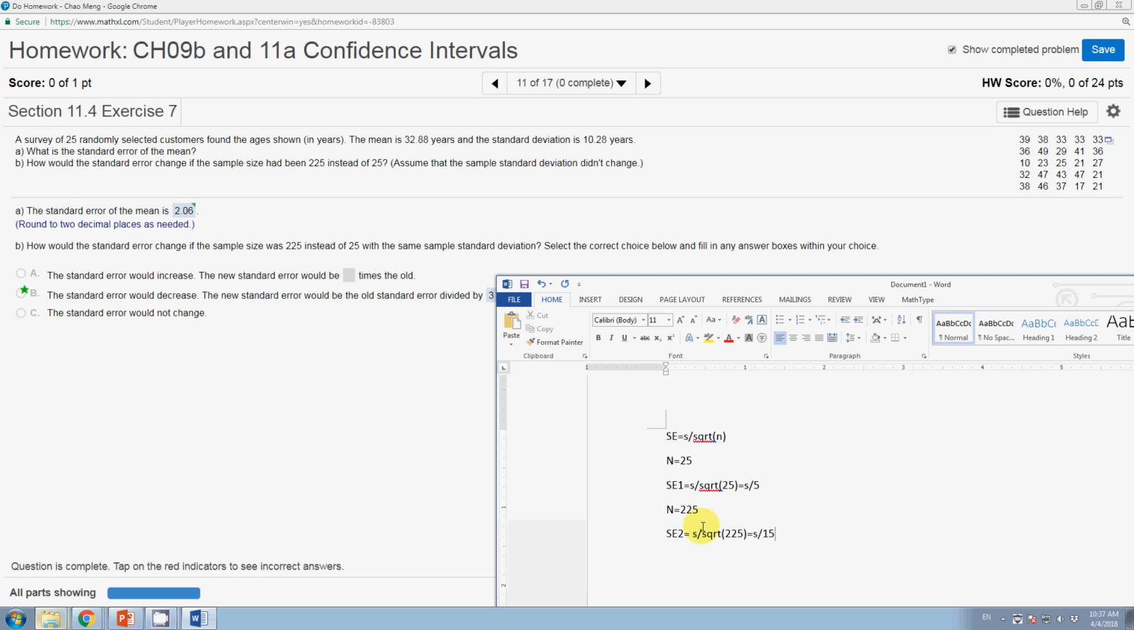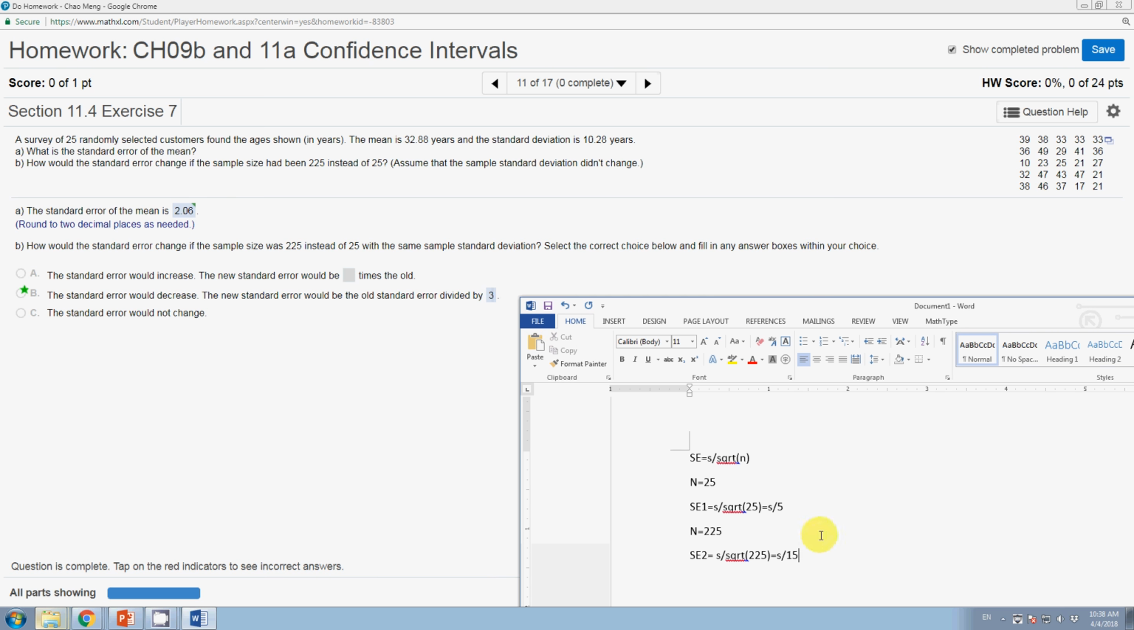Now you can compare the two standard errors. If we change the sample size to 225, we are going to have this one. That means the standard error is going to be smaller, because this is divided by 5 and this is divided by 15. So that's going to be divided by an additional 3. We have to divide this one by 3 to get the second standard error. So that's how we work on part B.